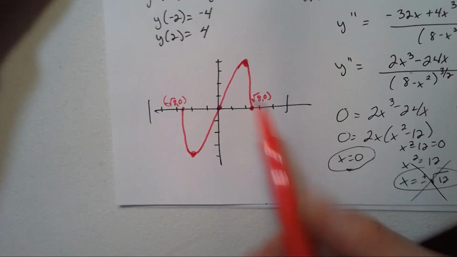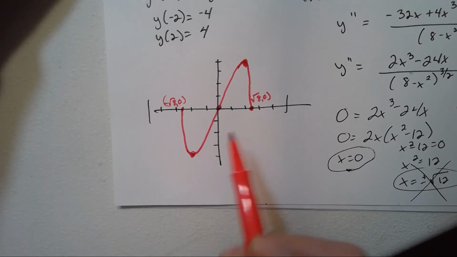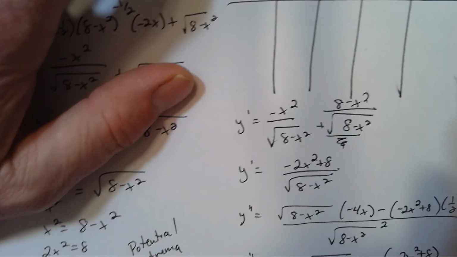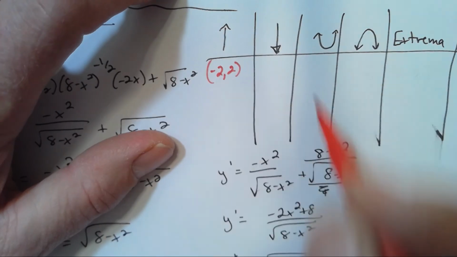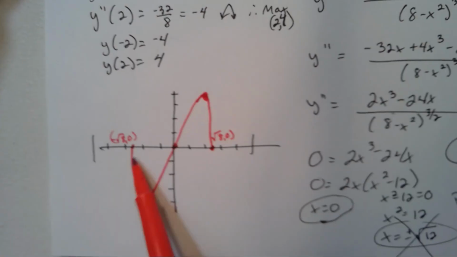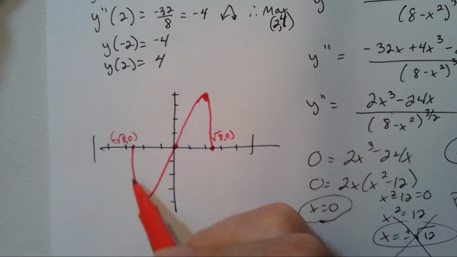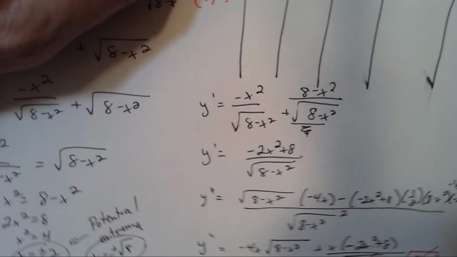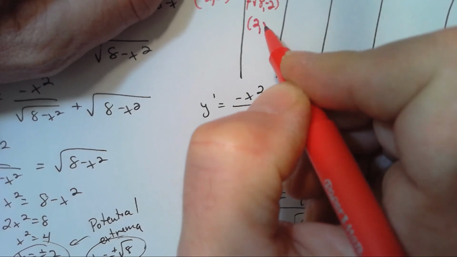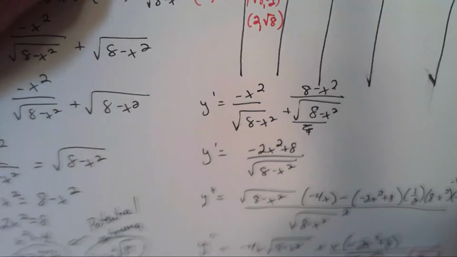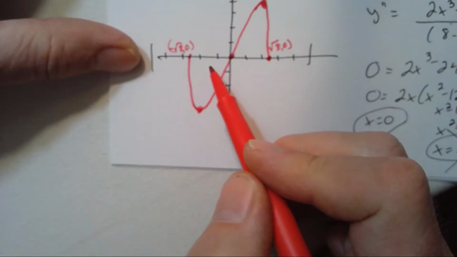So based off of my sketch now, I could say that it increases between negative 2 and 2 because it goes from minimum to maximum. So it increases in the interval negative 2 to 2. It decreases before negative 2, so negative square root of 8 to negative 2, and then from 2 to square root of 8 is where it decreases.